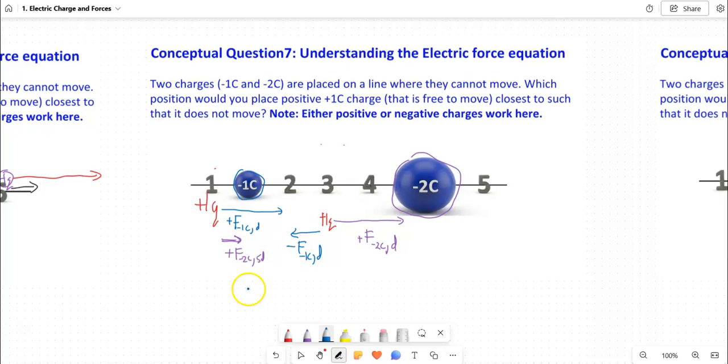Okay? So what we should do is actually place it elsewhere. If we put the positive 1Q closer to here, this -2 Coulomb charge's pull is only going to get stronger, while this -1 Coulomb charge's pull is only going to get weaker. So our best option for putting the positive 1Q charge is right here, somewhere in between 2 and 3, but closer to 2. The force to the left from the -1 Coulomb charge is going to be equal to the force to the right, a distance d away.